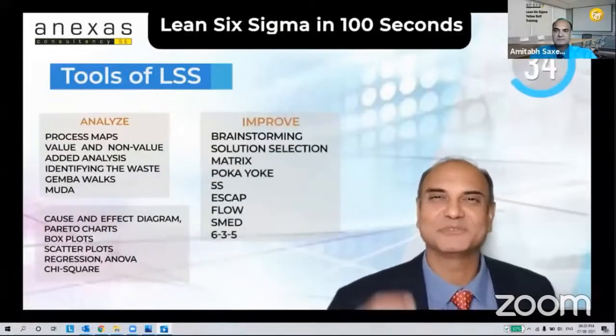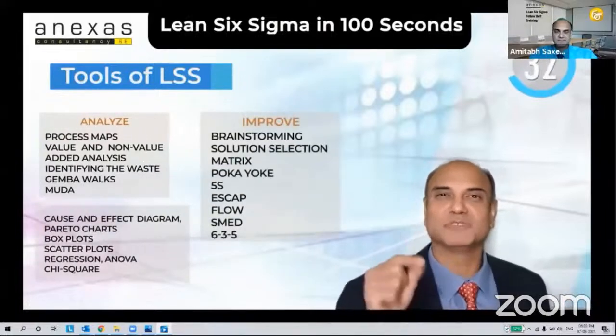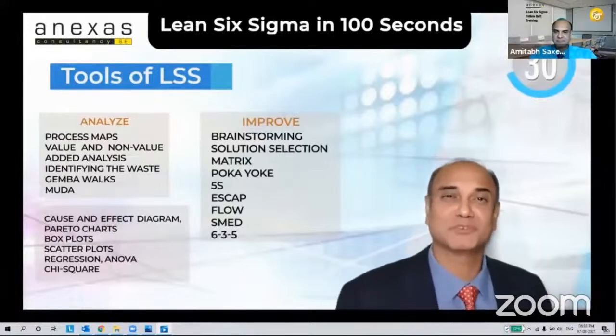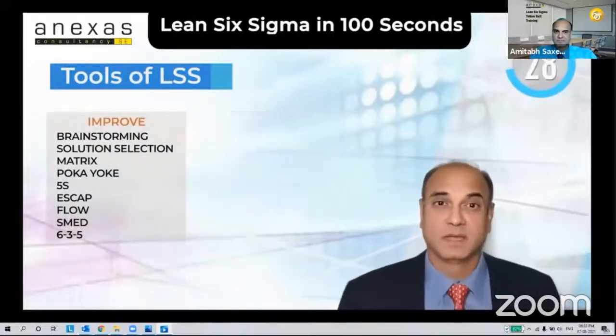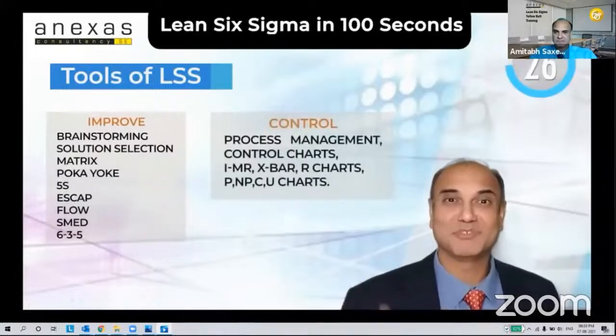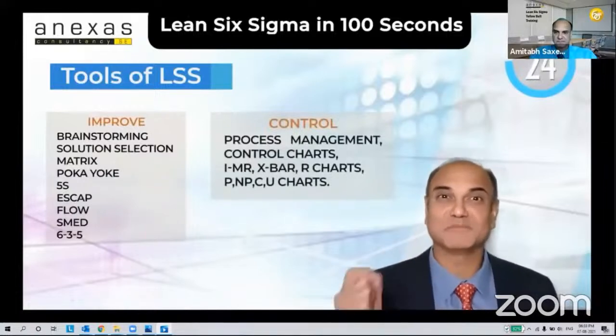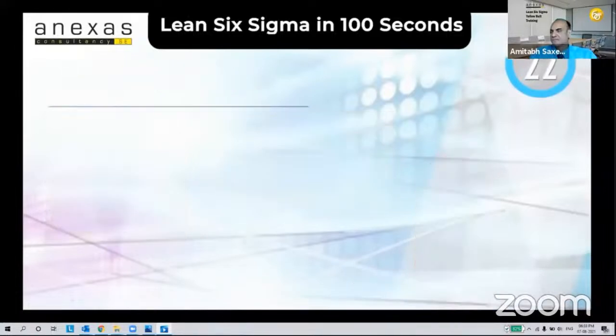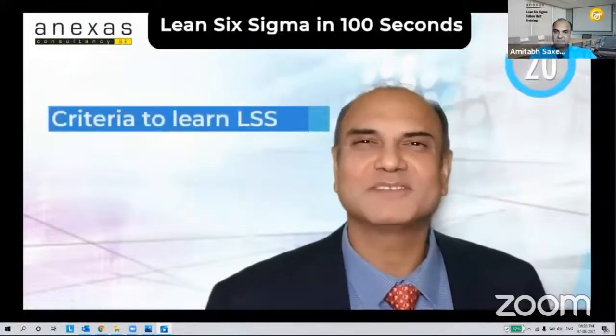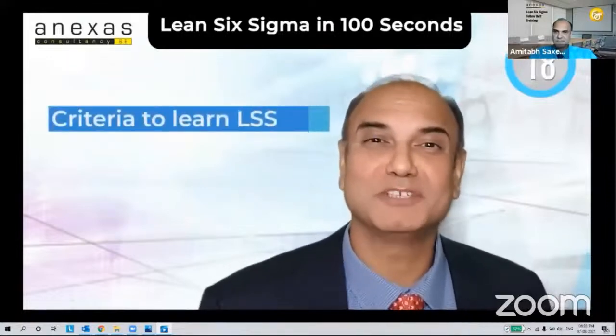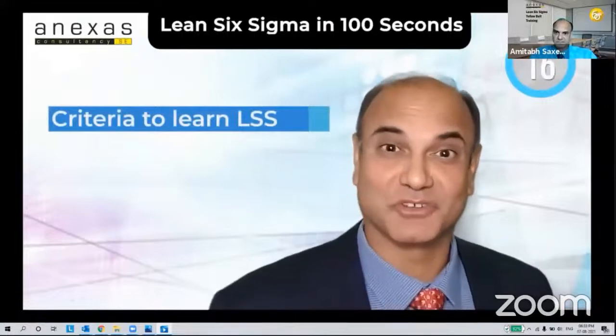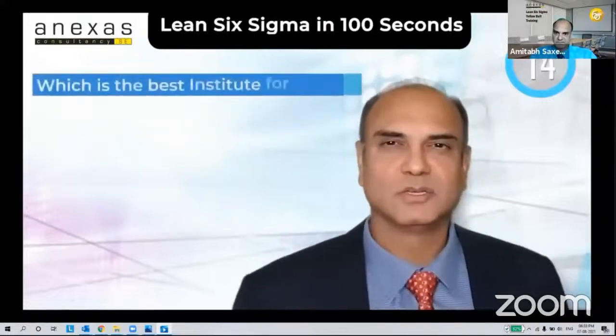In improve phase, we generate ideas to take care of root causes using lots of tools like brainstorming, mistake proofing, FMEA, etc. And in control phase, we sustain the improvements for a long time by using process management and control charts. To become a black belt, you just need to know addition, subtraction, multiplication, division, and of course, a lot of fire in the belly.